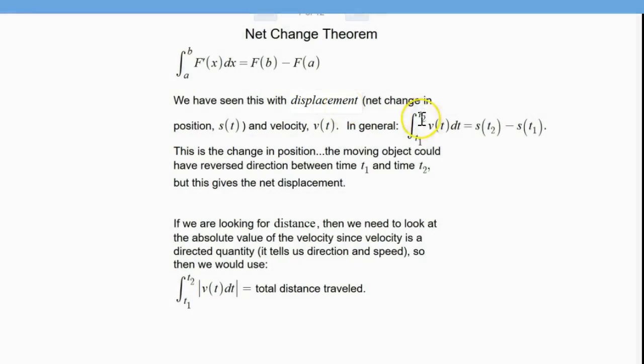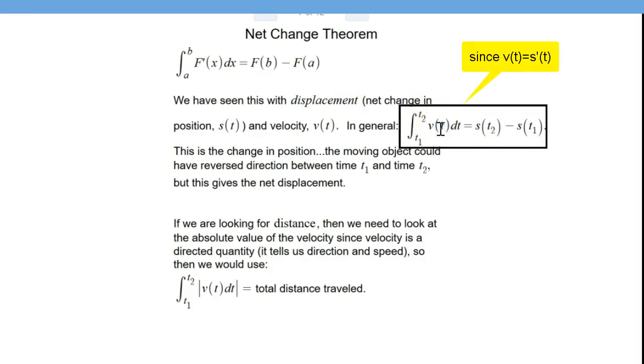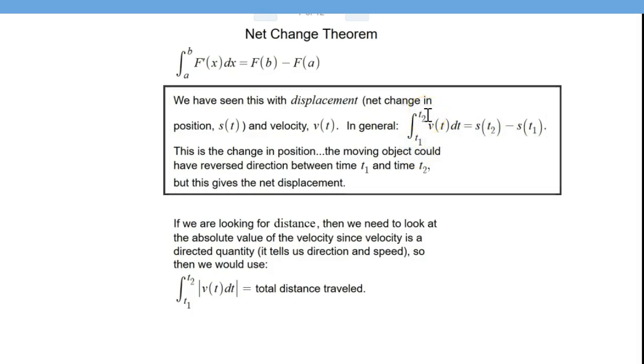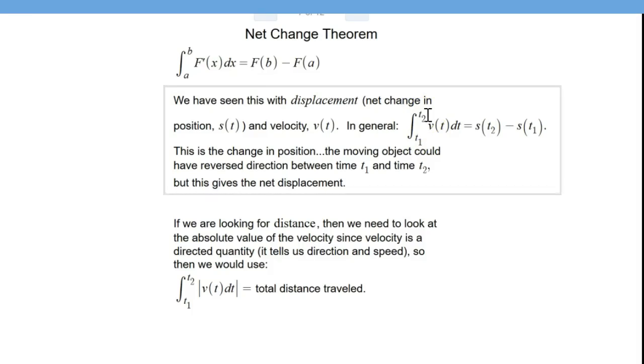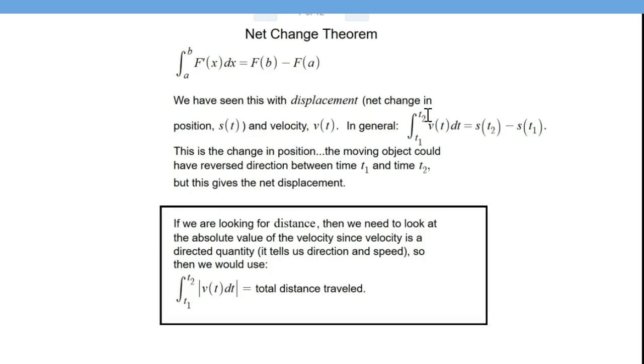So taking the integral of the rate of change of s gives us the change in s between time 1 and time 2, which were the limits of integration. So that's the first general example. The second common example is finding the total distance traveled.